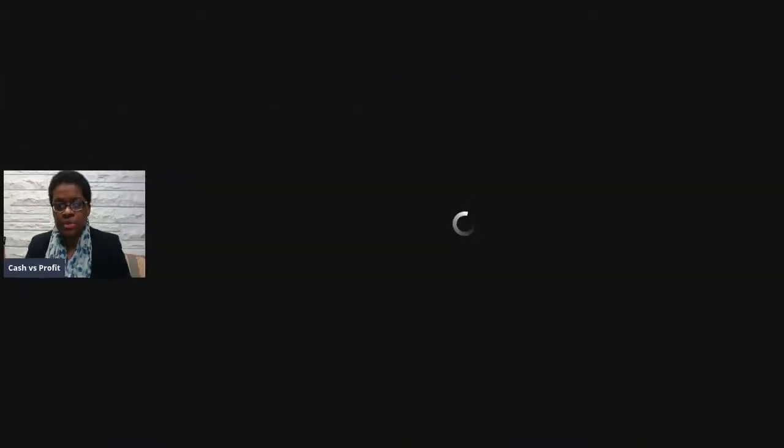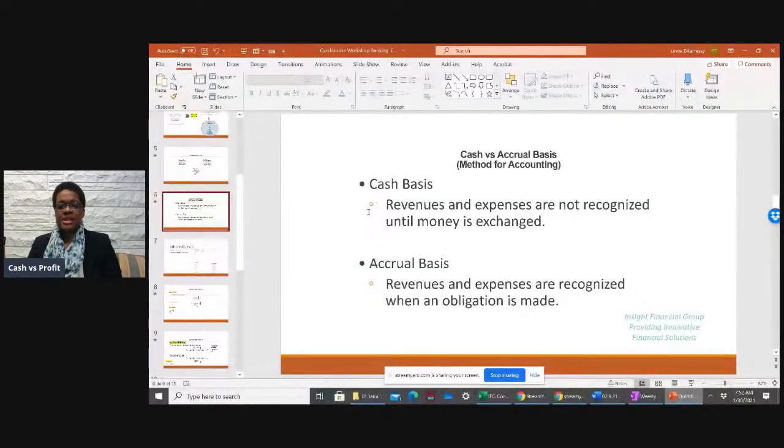And here we go. I'm going to go over to PowerPoint. So in business, I always tell people, think double-minded. So you have the cash basis and you have the accrual basis method of accounting. These are the two methods in accounting. Cash basis, which a lot of small businesses and nonprofits follow. Nothing wrong with that. This is where revenue and expenses are not recognized until money is exchanged. So this is where actual money, actual deposits, actual checks.